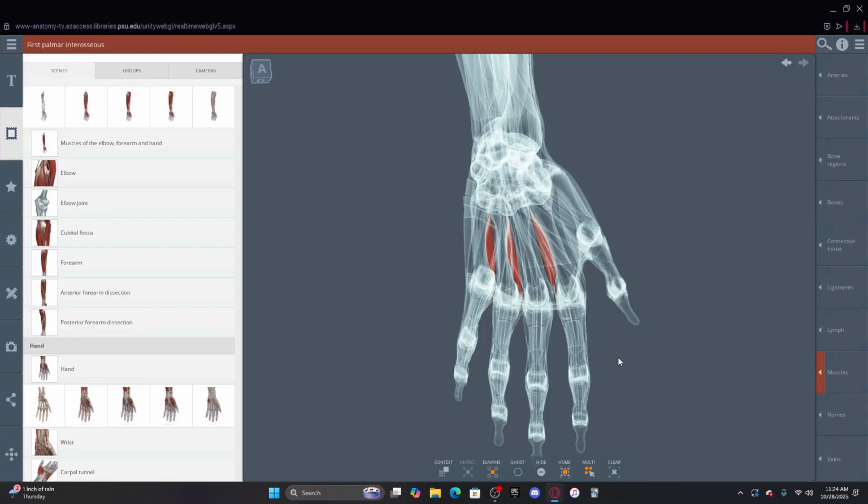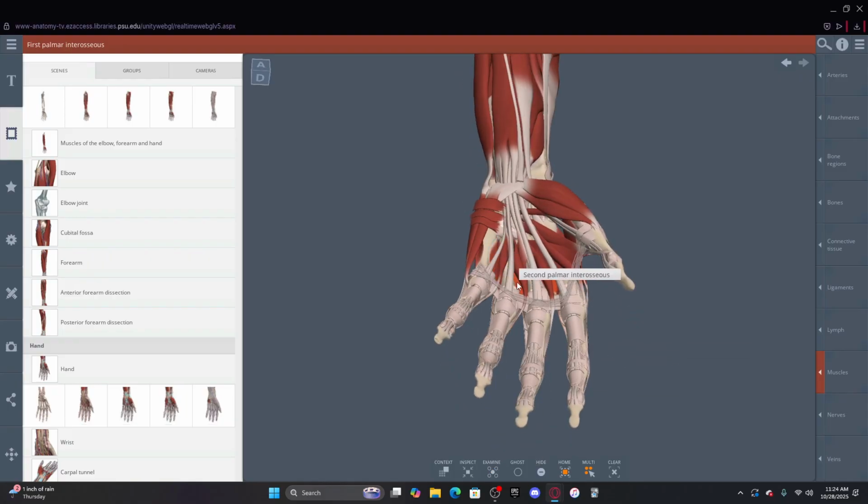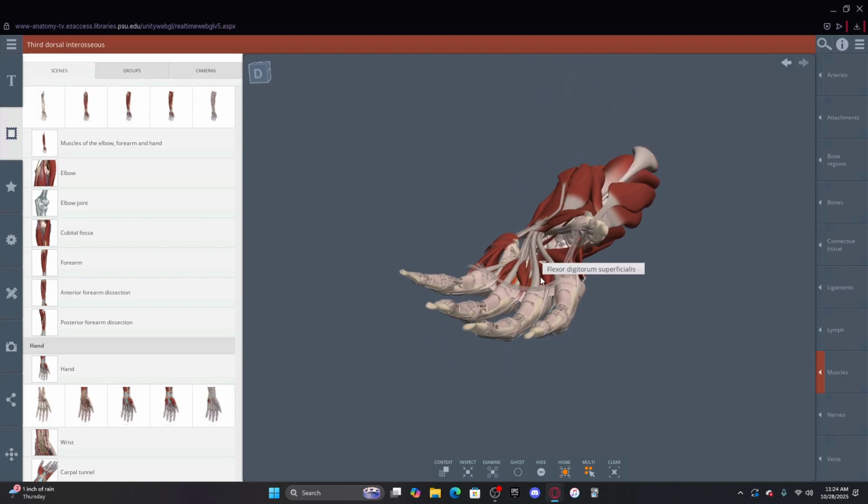So PAD, and then the acronym DAB is for the dorsal interossei. So dorsal. I'm going to remove the palmar ones and select the dorsal ones.